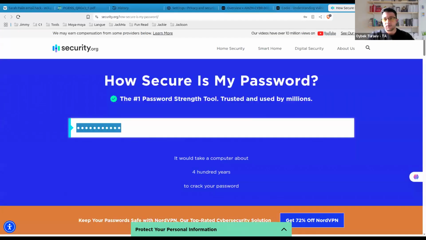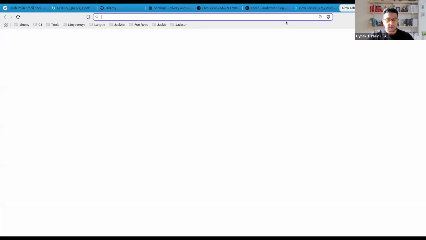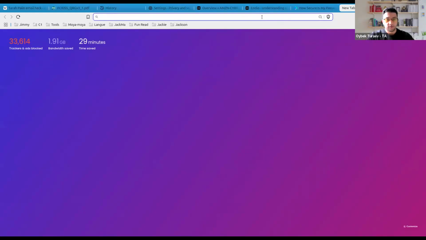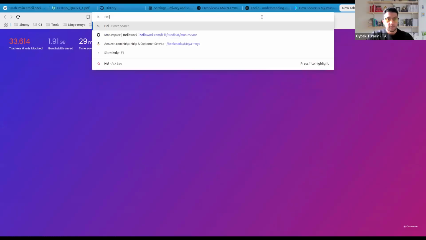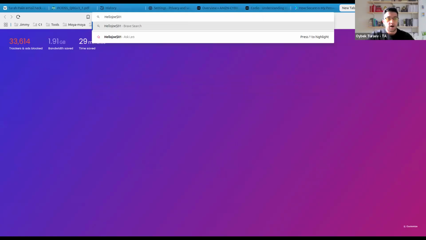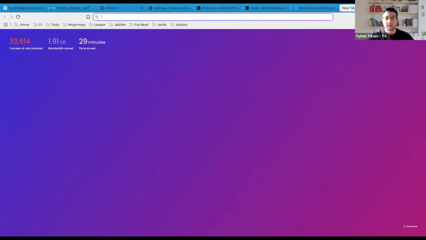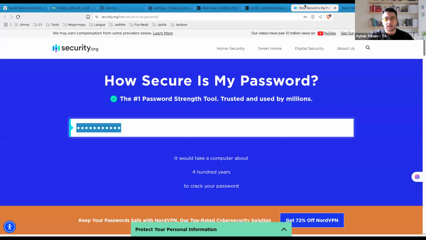That's just a random password I typed here. Let me show you. For example, Hello, Joe, $01. If you use this password, it's saying it can take how long? It thinks 400 years. You see, that's why I try to make it more complex.